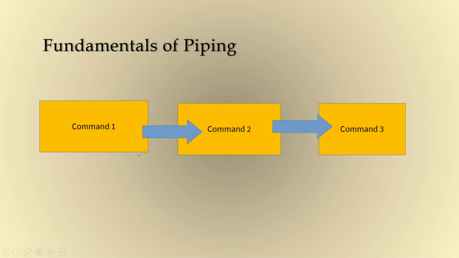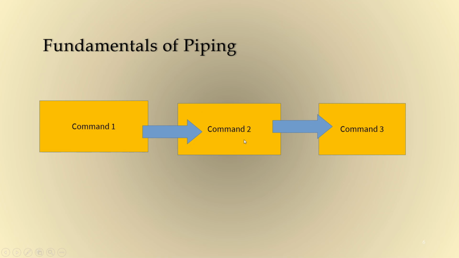In this picture, I have taken an example of three commands which are joined together using a pipe system. Command 1 takes input from the user, executes as per the command instructions, and the output is generated. Whatever output is generated is passed to command 2 via this pipe. Again, command 2 takes input from command 1, processes the input and produces an output of its own.